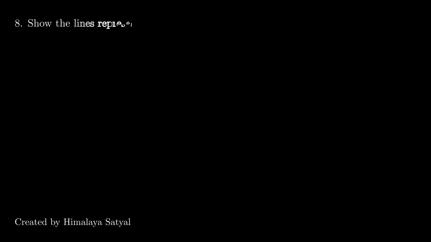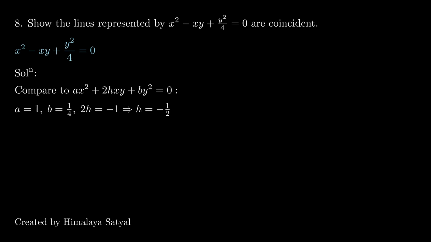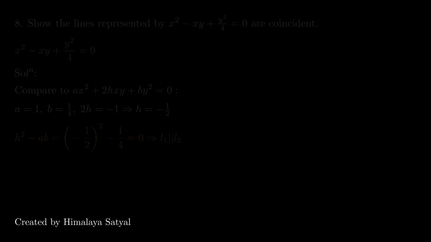8. Show that the lines representing this equation are parallel or coincident. So again, we make the comparisons, and this time we check for the parallel condition, which is h squared minus ab is equal to 0. And since when plugging in the values, it does give us 0, we can conclude by saying, yes, the two lines are parallel.